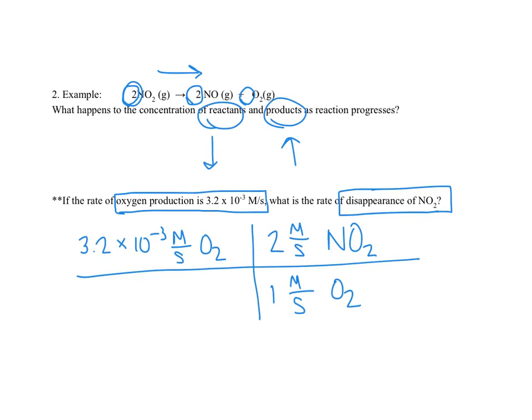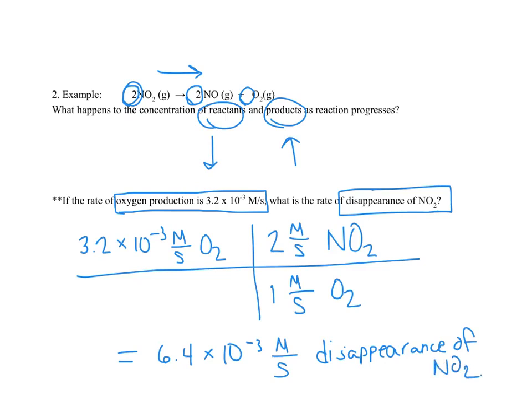So all we're doing here is multiplying across, multiplying by 2, so we get 6.4 times 10 to the negative third molarity per second. One thing to make sure that you pay attention to when you're doing this problem is to recognize that this is the rate of disappearance of NO2. Disappearance because NO2 is our reactant up here.